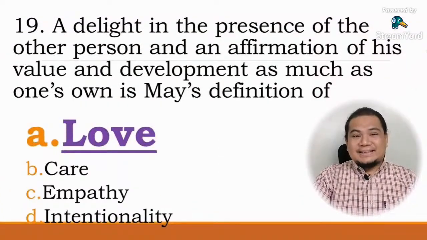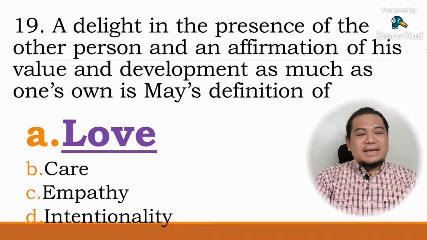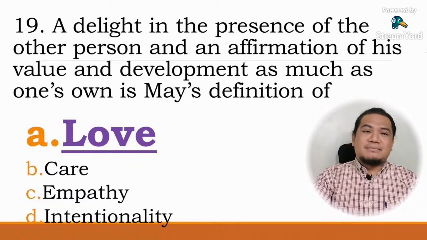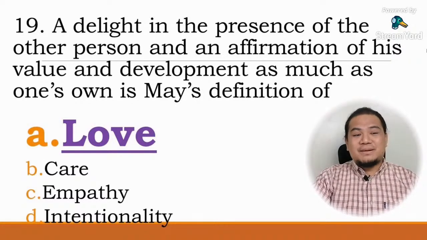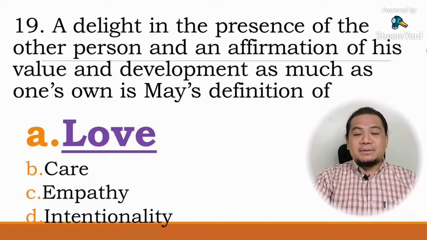Number 19. A delight in the presence of another person and an affirmation of his value and development as much as one's own is May's definition of. The answer? Letter A, love. Care is not the same as love, but it is the source of love. To love means to care, to recognize the essential humanity of another person, to have an active regard for that person's development.